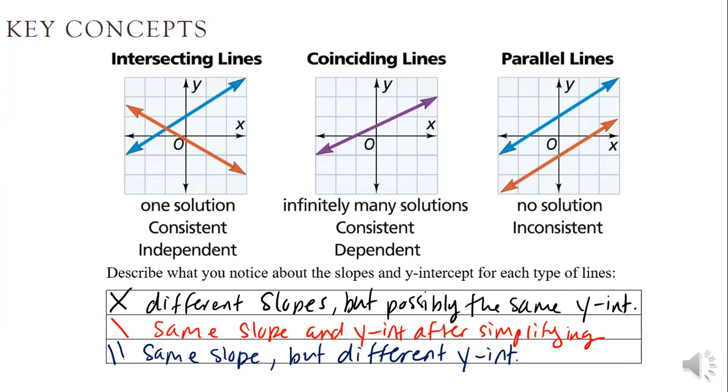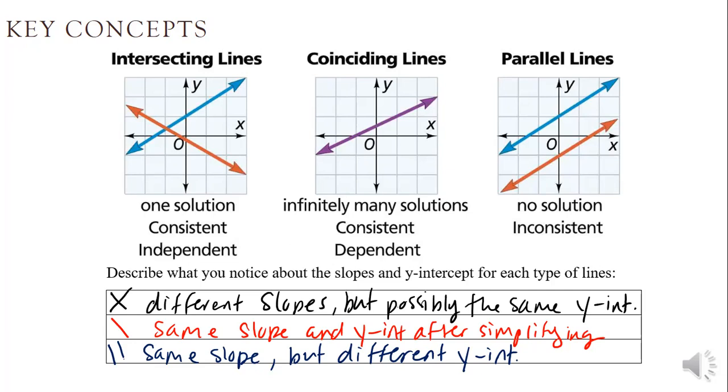So independent means that you have one solution. Independent means there's one solution and they are intersecting. Dependent means that they are overlapping, they are coinciding, and you have an infinite amount of solutions. That means I can plug in any number and it's going to work for the problem.